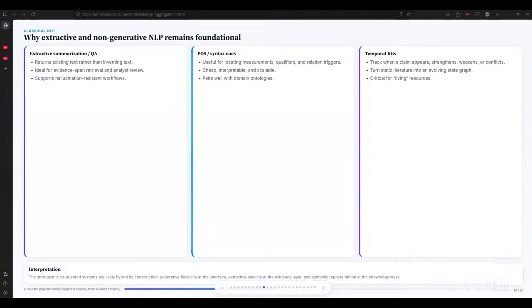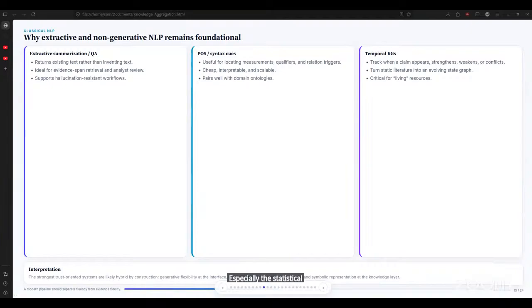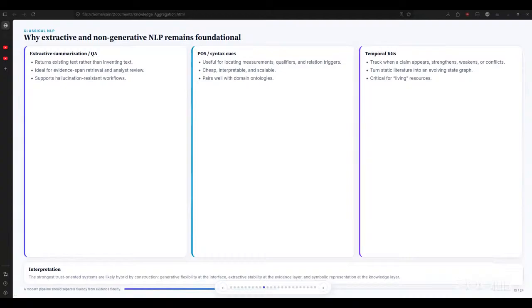Yeah, I read that book cover to cover. It's a wonderful read, especially the statistical paradoxes. It's a great place to start. There's also, what is it called? Fisher's Paradox. Yeah, it's probably in there. I mean, he actually goes through probably a dozen of the classical statistical paradoxes.